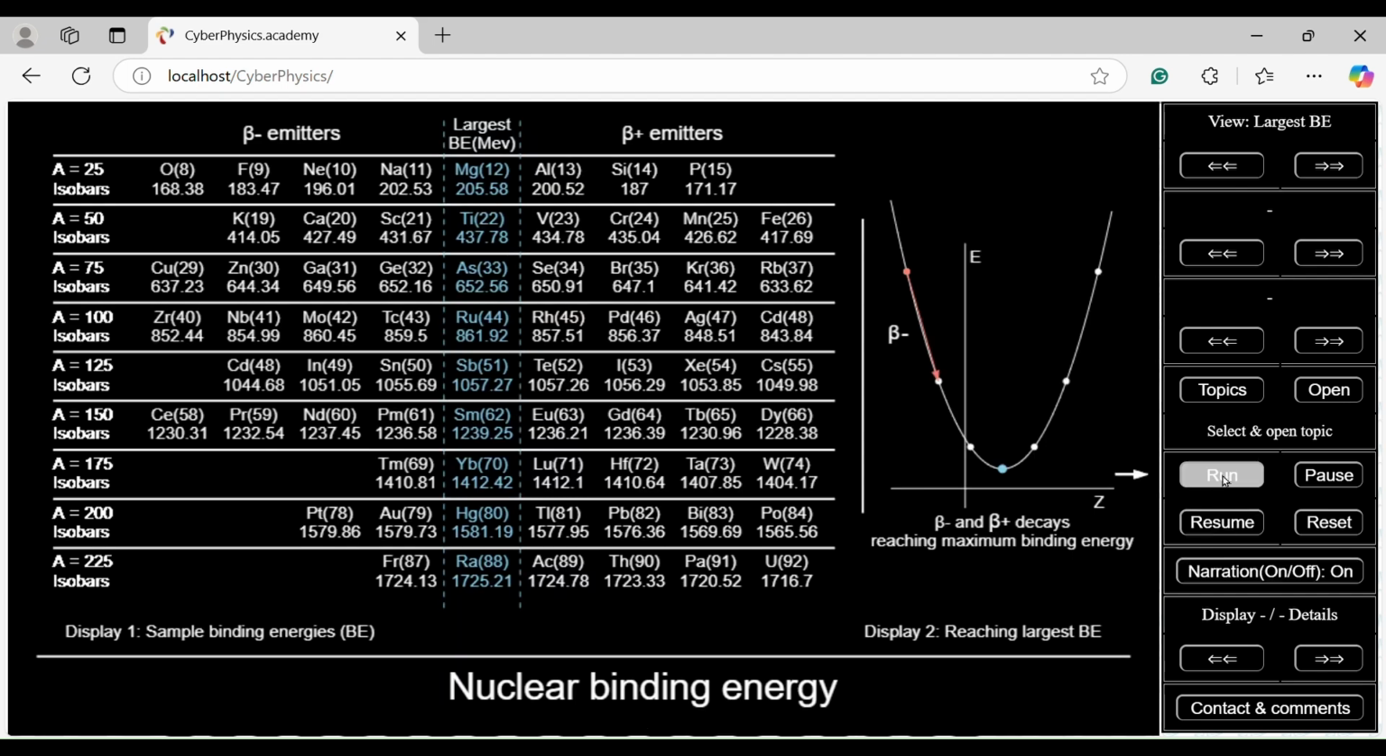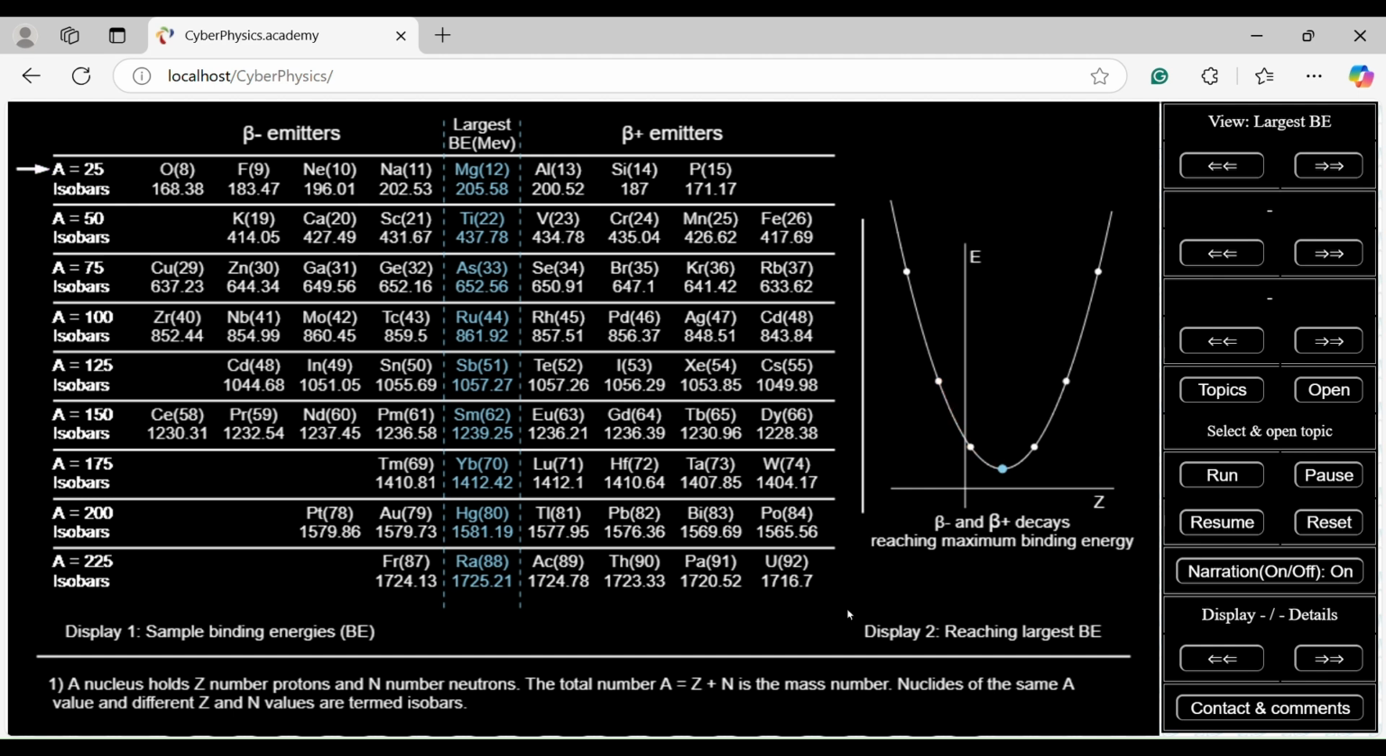Nuclear binding energy. A nucleus holds Z number protons and N number neutrons. The total number A equals Z plus N is termed the mass number. Nuclides of the same A value and different Z and N values are isobars. The nuclear constituents are held together by nuclear forces.